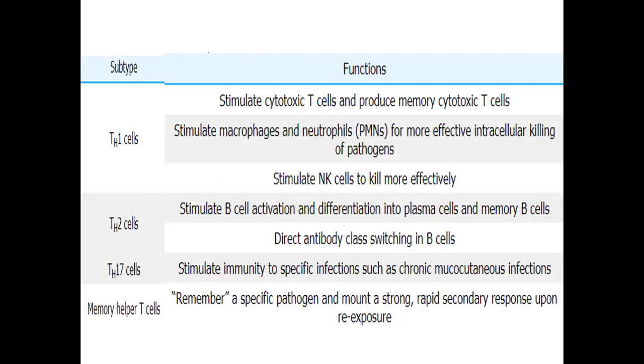T helper 2 stimulate B cells to be activated and to produce antibodies, so they take part in the humoral specific immune answer. And T17 stimulate immunity to specific infections such as chronic mononucleation infection. And memory T helper remember a specific pathogen and mount a strong rapid secondary response upon re-exposure.